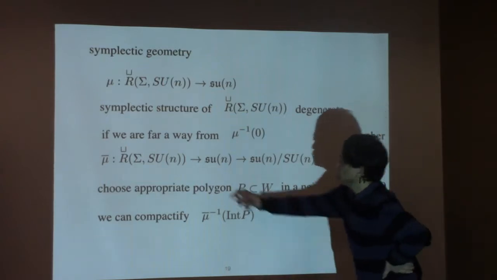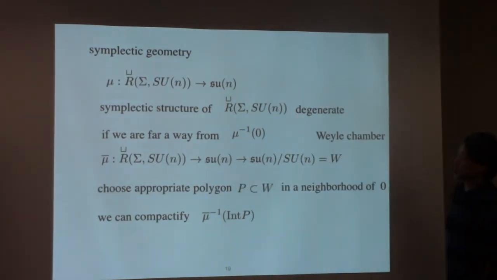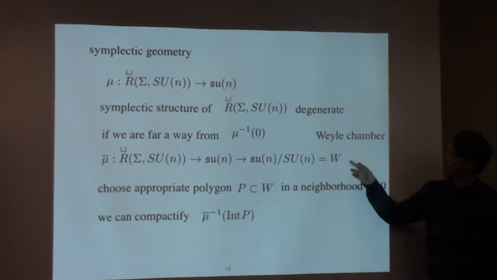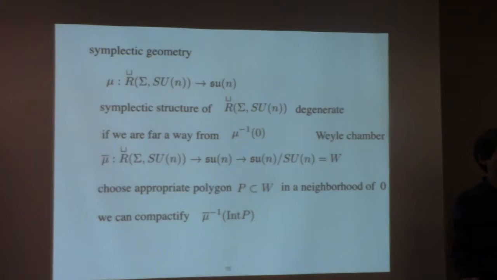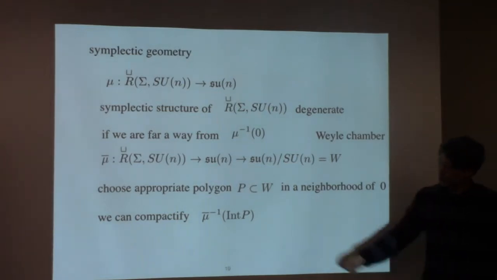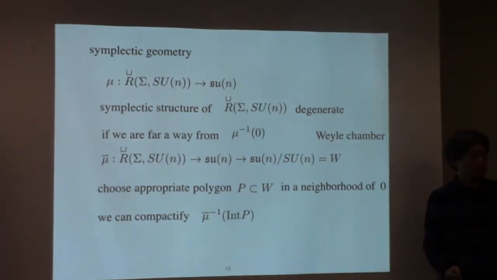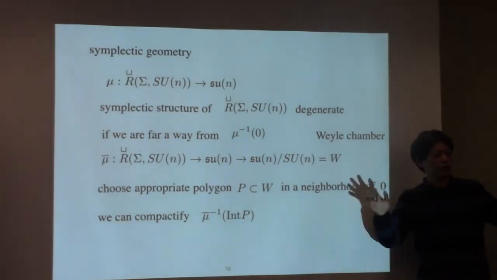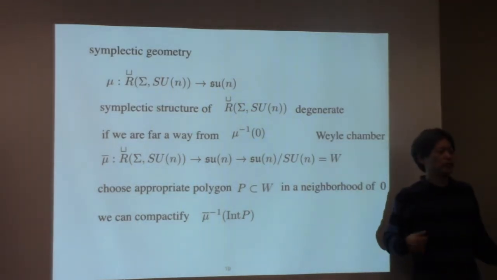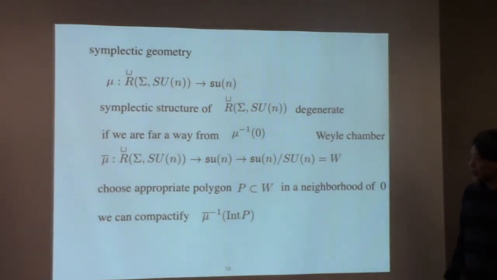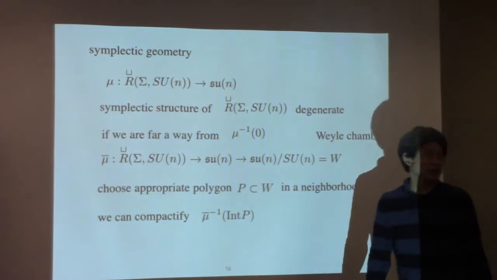Then what we can do is compose this moment map with the quotient by the adjoint action of SU(N), and the quotient is the famous Weyl chamber. Then there is a construction called symplectic cut. You take some appropriate polygons on this Weyl chamber, a kind of Weyl group equivariant polygons on this real Lie algebra of the torus. Then you consider the inverse image.